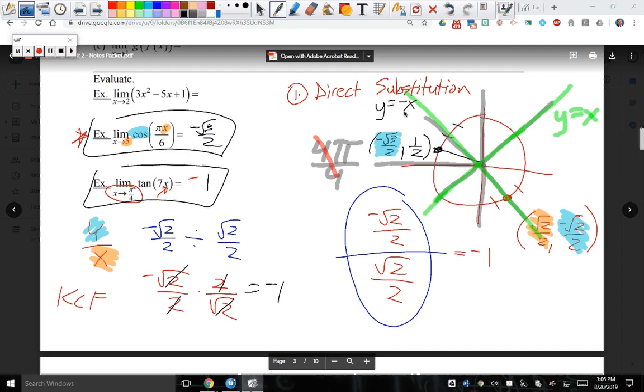Negative x. Can someone tell me the slope here? 1. How about the slope here? Negative 1. If you haven't learned it by now, guys, tangent is slope.